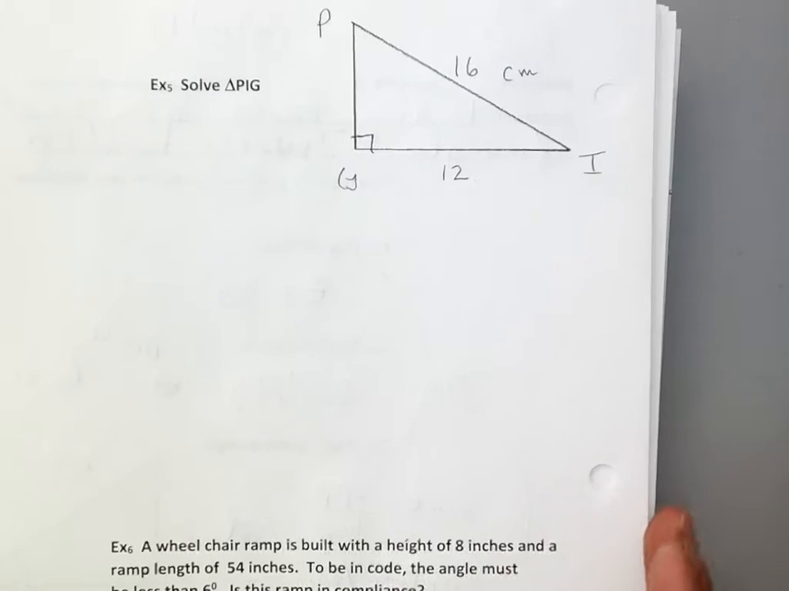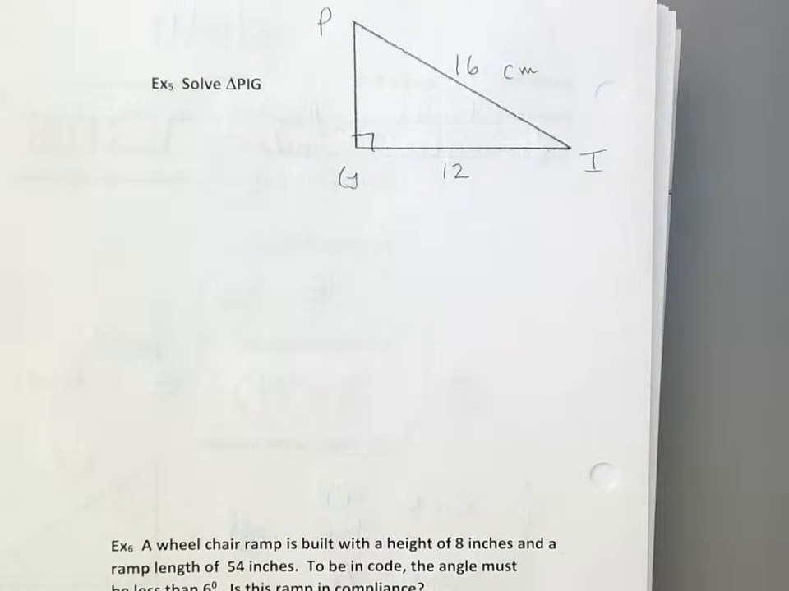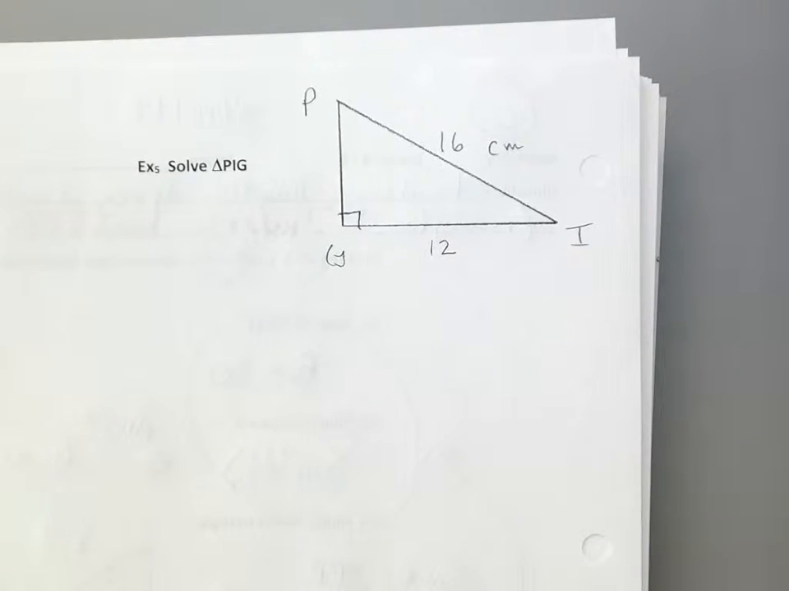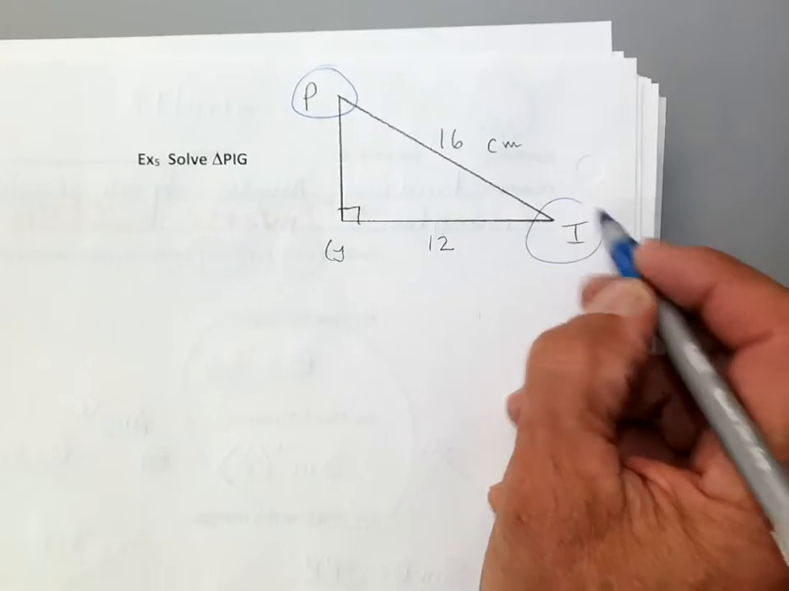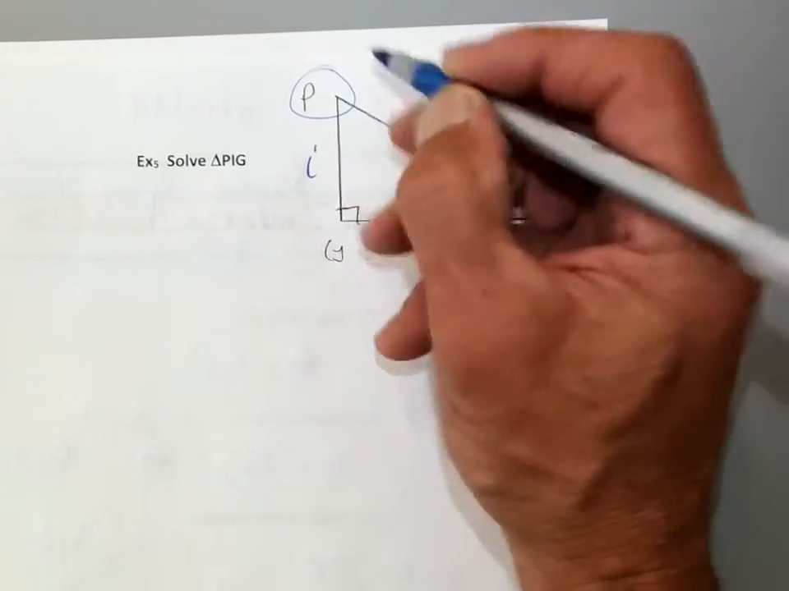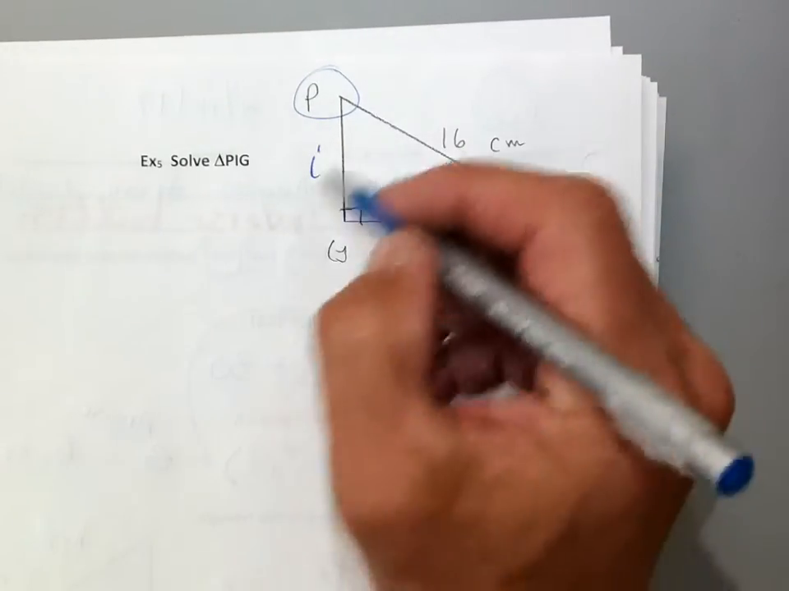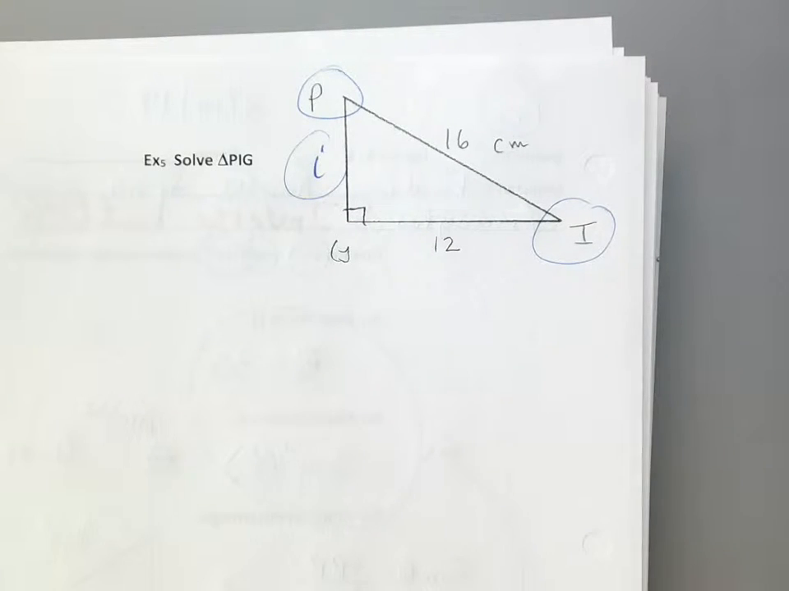So, example 5, my favorite triangle, triangle PIG. In triangle PIG, we have to solve it. So Isaac, you were kind of off the hook because you weren't here. But if we take a look at PIG and I want to solve it, I have to find everything I don't know. I don't know angle P, I don't know angle I, and I don't know little i, which is PG. Those are the 3 things I don't know. I need to find all of them.